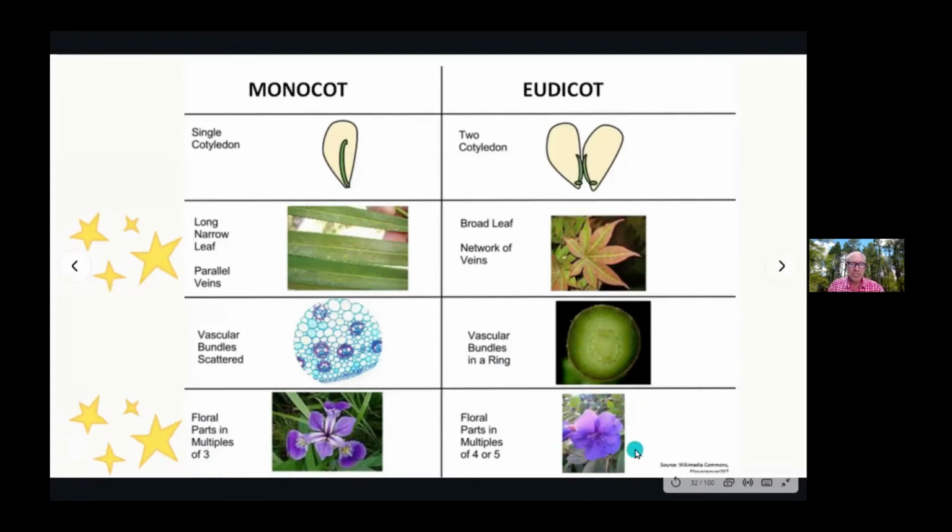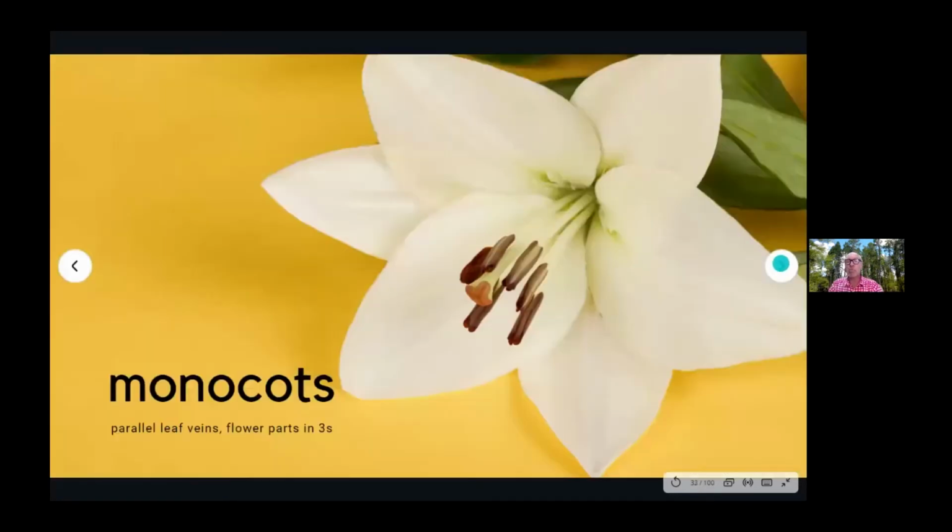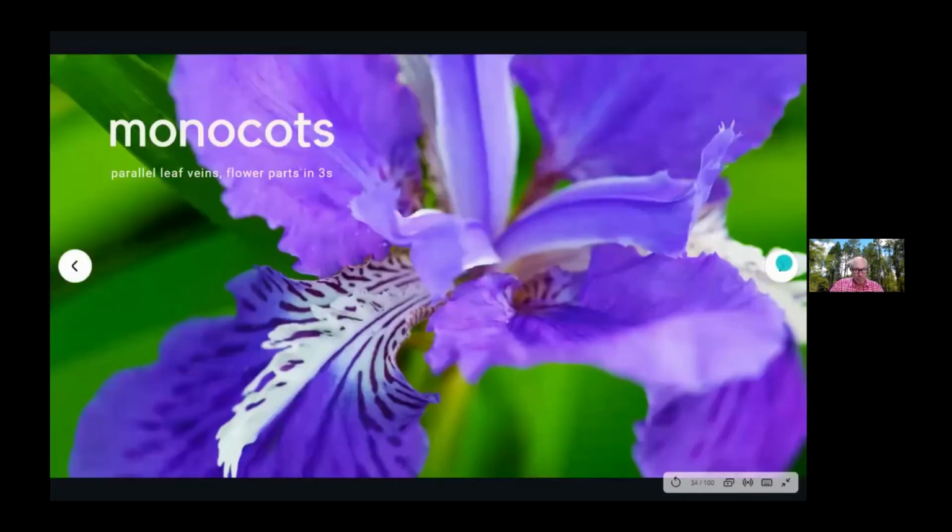If we could count the stamens, there would be 5 stamens, and so on. So multiples of 4 or 5. Monocot, dicot. Here's a lily, monocot, parallel leaf veins, flower parts in threes: 1, 2, 3, 4, 5, 6 petals, 1, 2, 3, 4, 5, 6 stamens. The receptive central stigma is 3-lobed. There you have it.